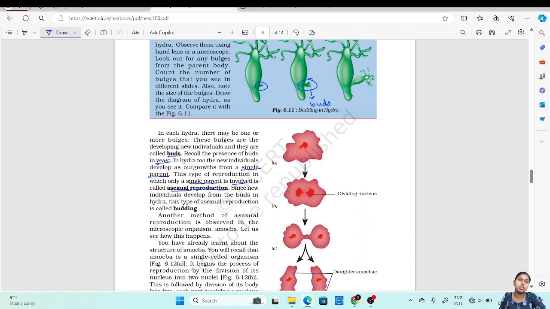So what is sexual reproduction? Sexual reproduction is where a male and female gamete fuse together. Male and female are required. But in asexual reproduction, only a single parent is involved. The process of development of an individual by the formation of buds in hydra, this type of asexual reproduction, is called budding. So this is the process of budding, where from the parent an individual is formed. Here it comes out of the hydra to form a new individual hydra.